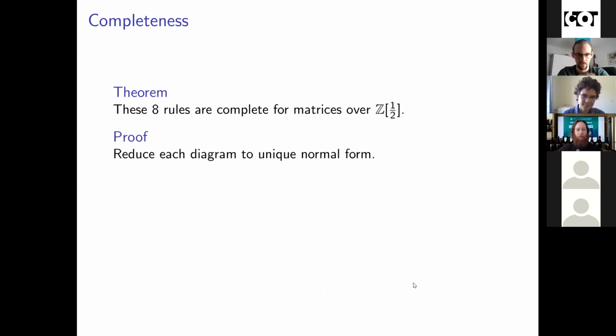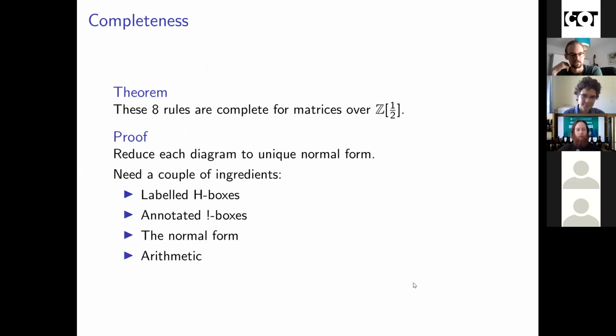Okay, so how do you prove this? Well, what we do is we reduce each diagram to a unique normal form. So we show that if I give you a diagram, I can reduce it in some unique way to some unique thing which sort of represents the matrix directly. And then if I have 2 different diagrams that represent the same matrix, then they are both reduced to the same normal form, so I have a path from one of them to the other. So I can show all these diagrammatic equalities.